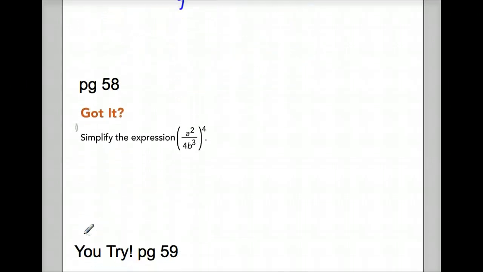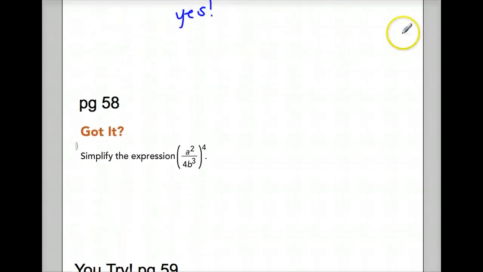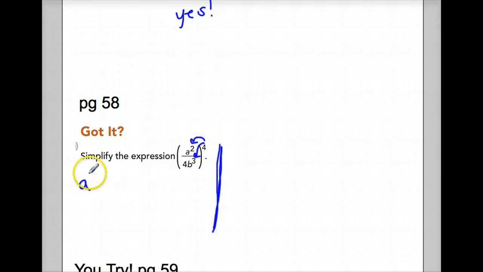All right, next one. Simplify the expression: a squared over ab to the 3rd, all of that to the 4th. So we're going to take this 4 and distribute it to each of these. So we get a, and remember we want to split this up so we can have enough room for other ones. A to the 2 times 4 over 4b to the 3 times 4.